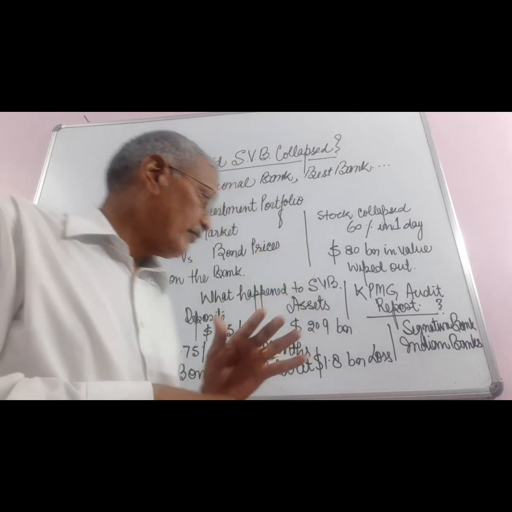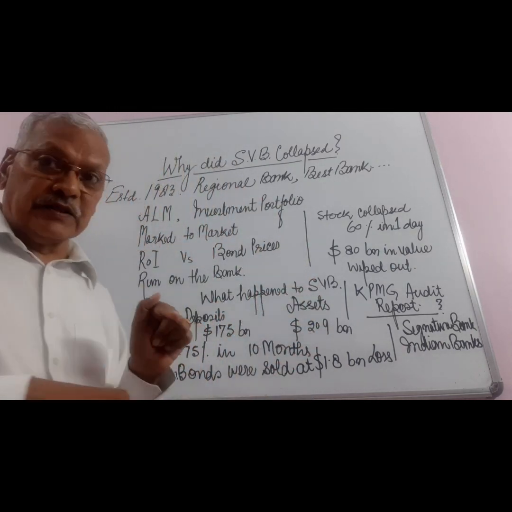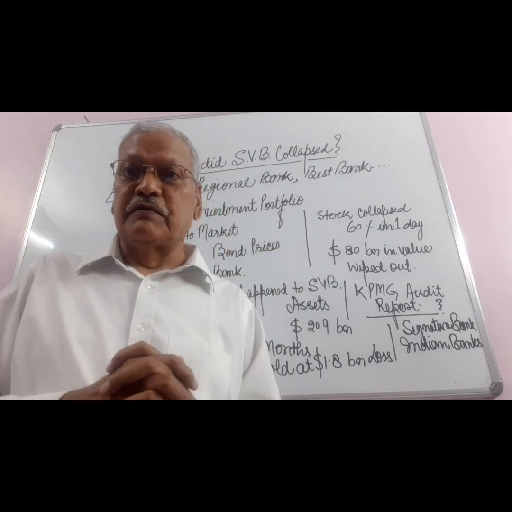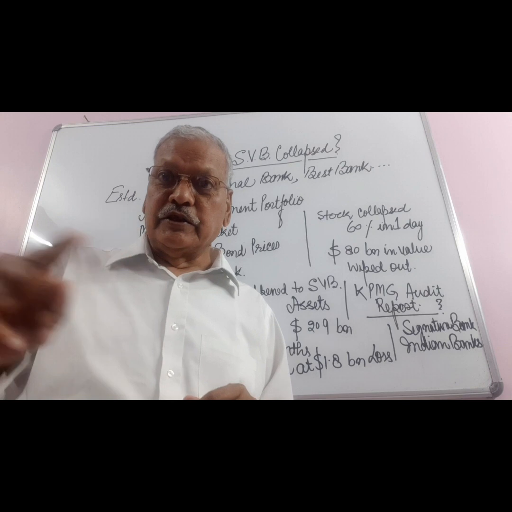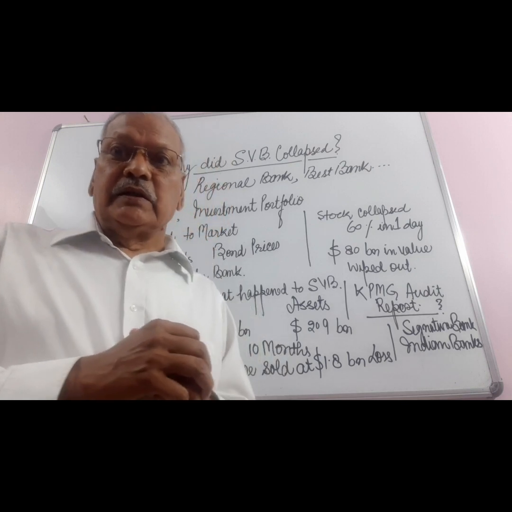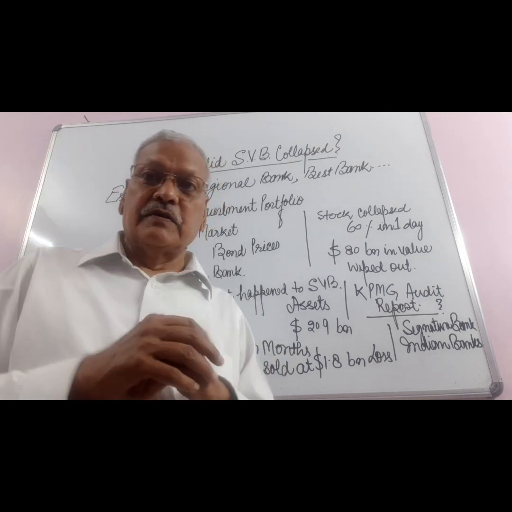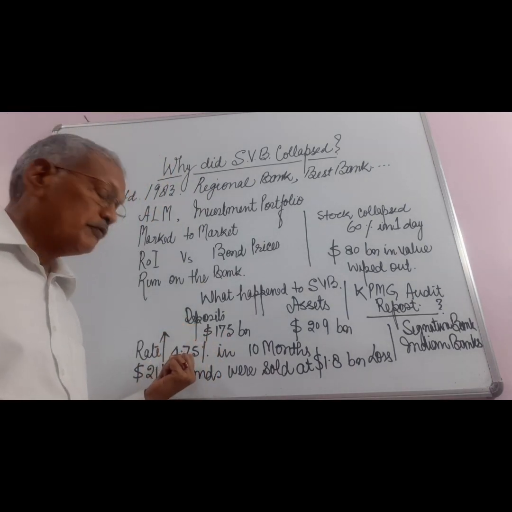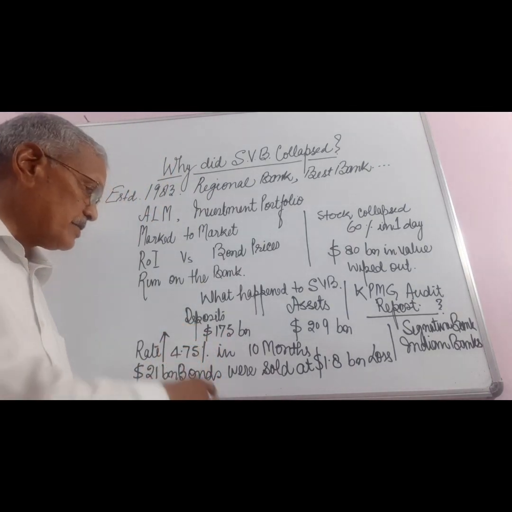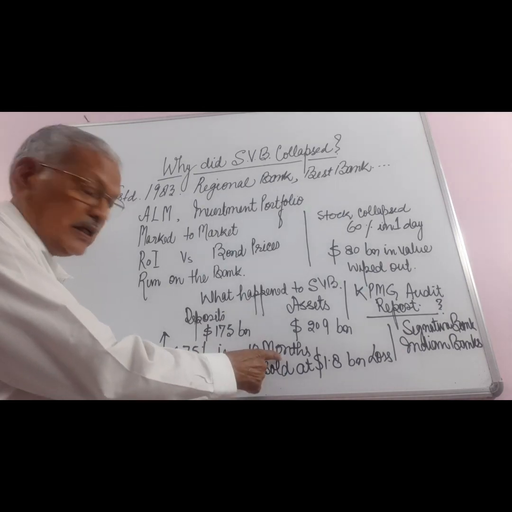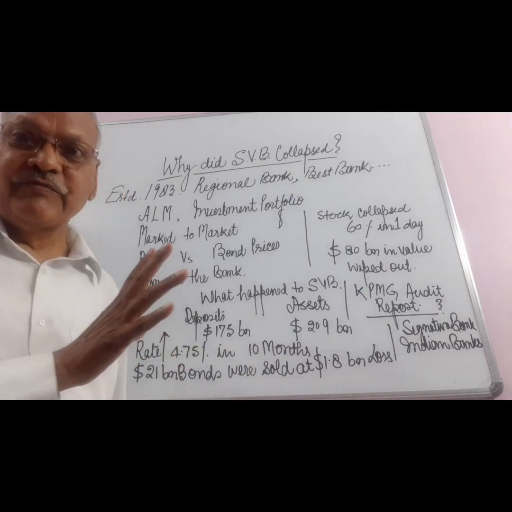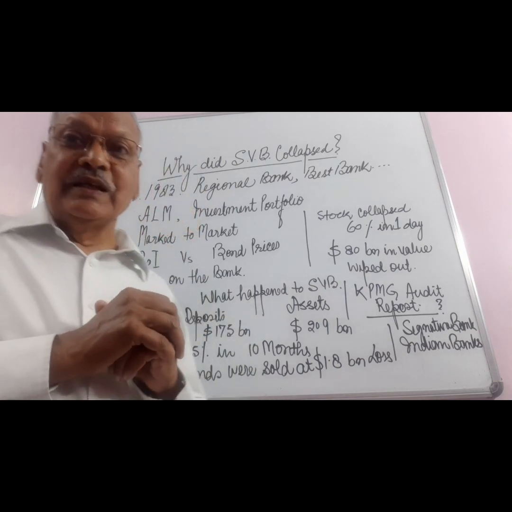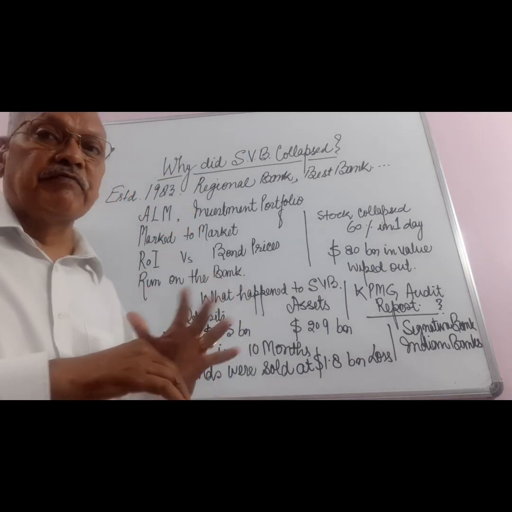Number one, the US Federal Reserve, which is the central banking authority of America, has increased the policy rates from 0 to 4.75% in 10 months. In the last 10 months, the policy rate has gone up from 0 to 4.75%.